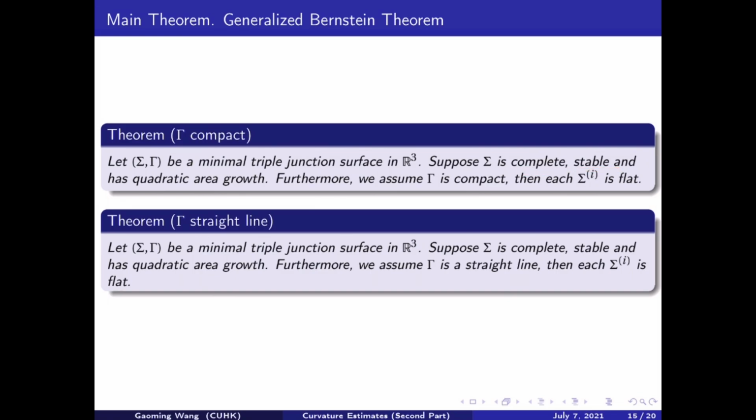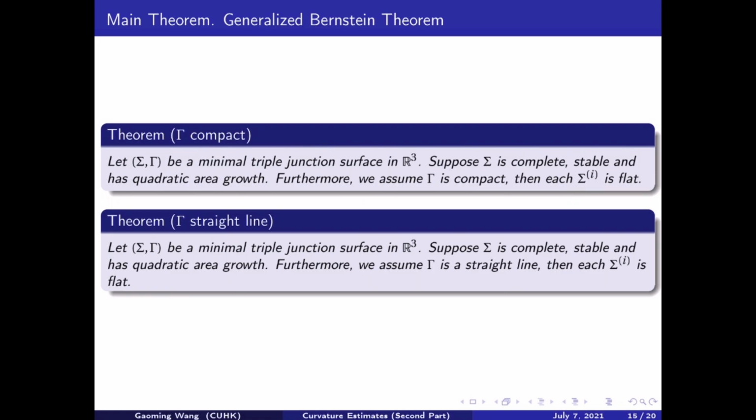We also assume sigma has quadratic area growth. This means that we can find C such that the area of B_R(p) over R squared can be bounded by C for all R and all p in sigma. In addition, we need gamma to be compact. This means gamma is a closed curve in R^3. Then we can conclude each sigma_i is flat.